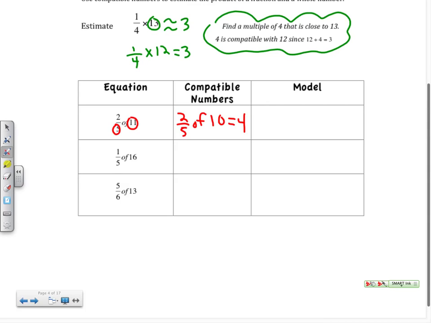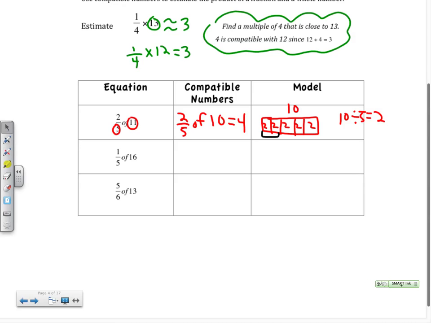If you remember our model, it would look like this. This number represents 10, and I need to split it into 5 equal pieces. So this shows me that 10 divided by those 5 equal pieces is 2. So each piece is 2. And I need 2/5, 2 out of those 5 pieces. So right here, this is my 2/5 part. So 2 plus 2 is 4.